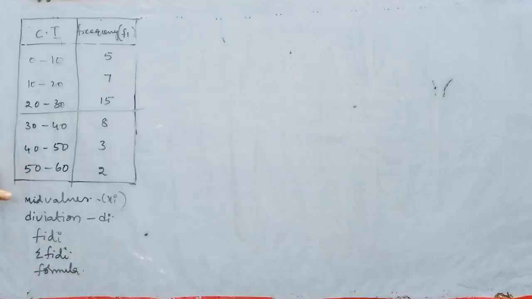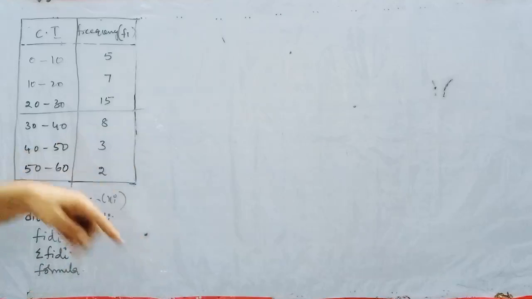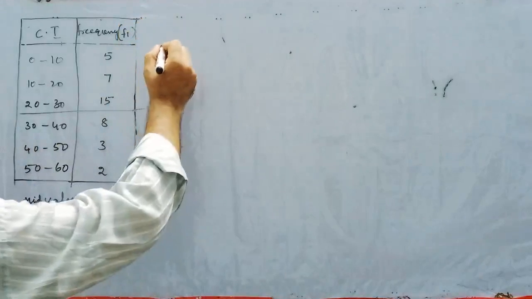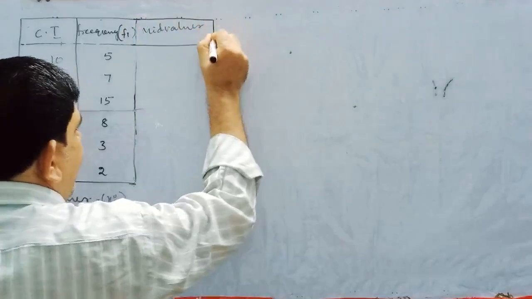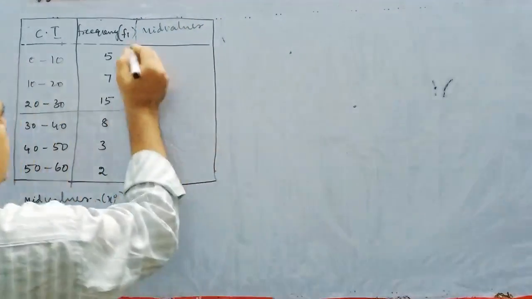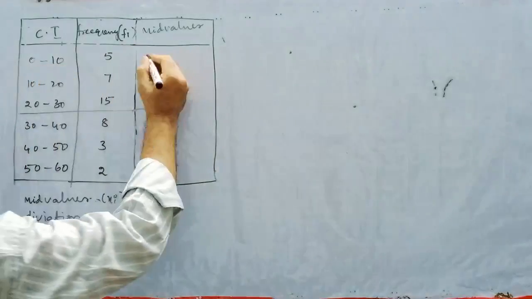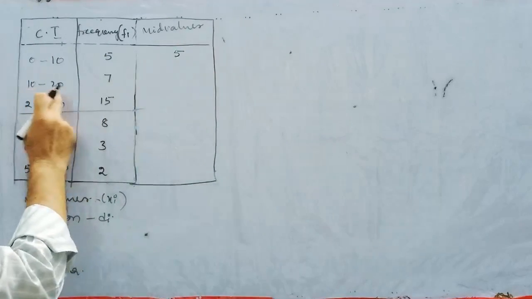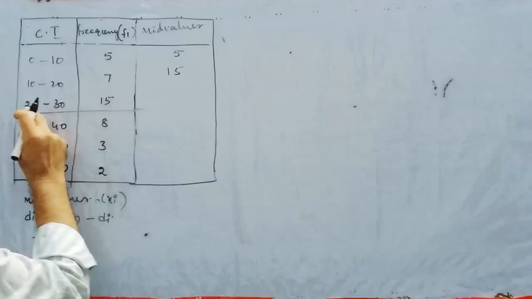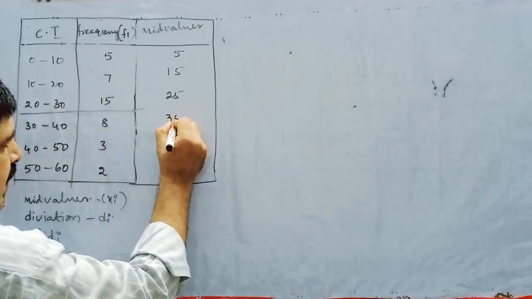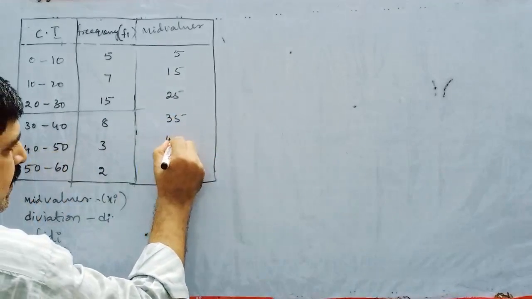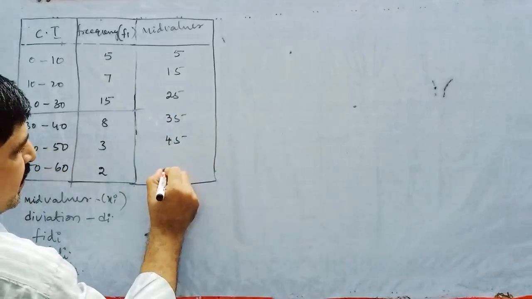Next formula. Okay. First one mid values xi. Next one deviation di. Next one fi di. Next one sigma fi di. Next one formula. So in this formula we have to substitute the values. We will get the arithmetic mean. Now mid values. So mid values are a plus b by 2 formula, 0 plus 10 by 2, that is 5. Next 10 plus 20, 30 by 2, 15. 30 plus 20, 50 by 2, 25. Next one 30 plus 40, 70 by 2, 35. Next one 40 plus 50, 90 by 2, 45. 50 plus 60, 110 by 2, 55.